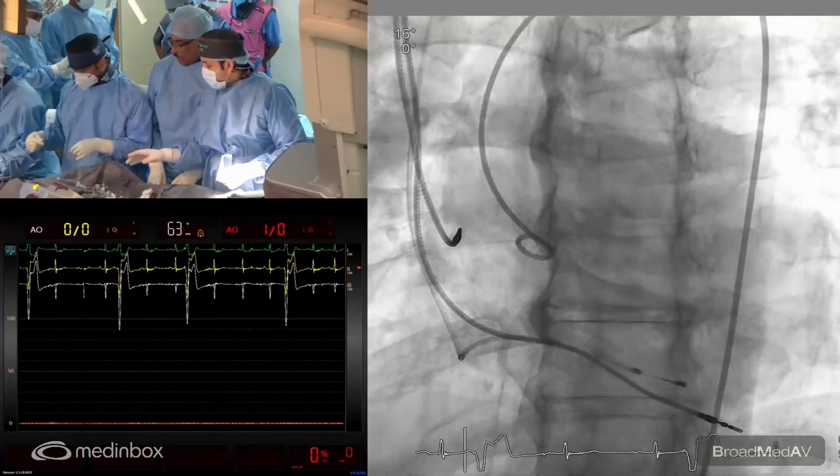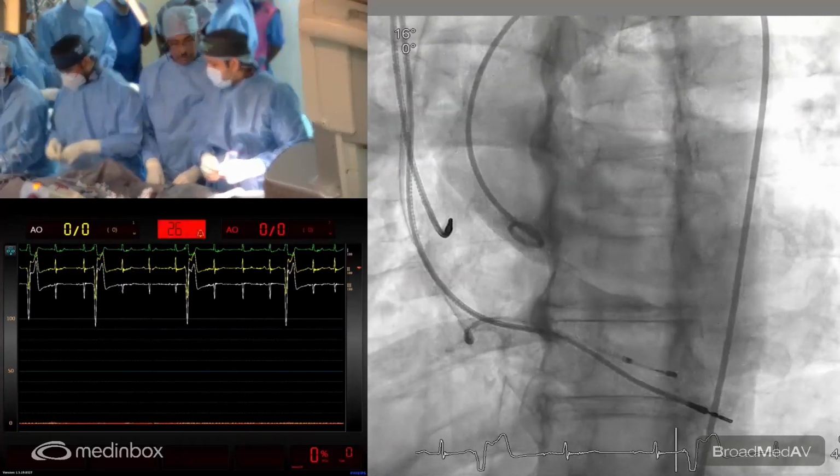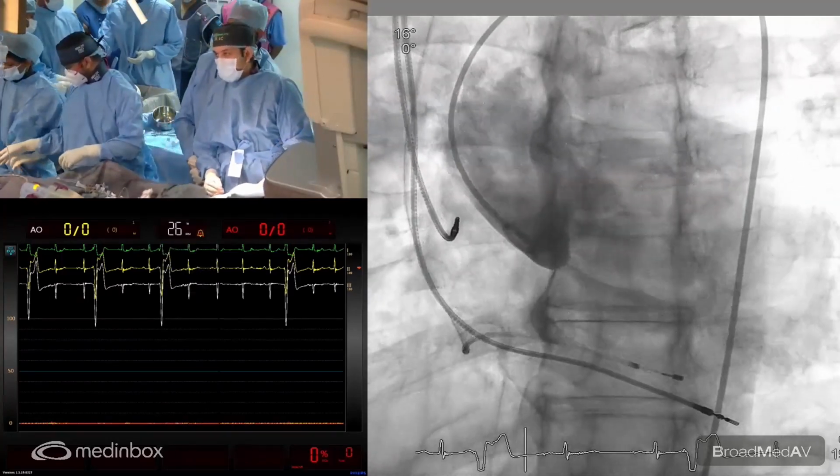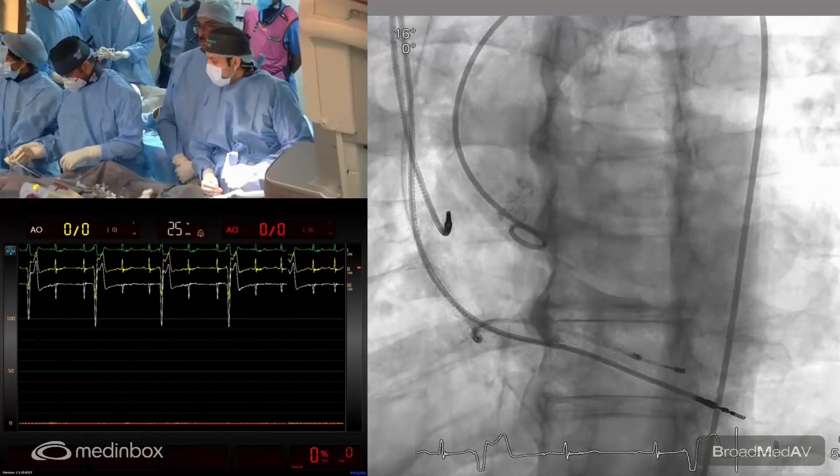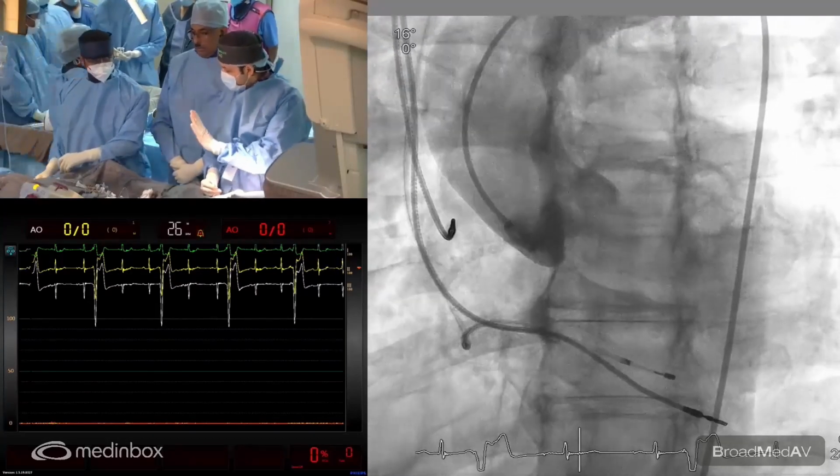Give me a normal Teflon. Give me the normal Teflon. Then give me the straight tip. So in the commissural alignment in this case, based upon the CT, we have got three native commissures.